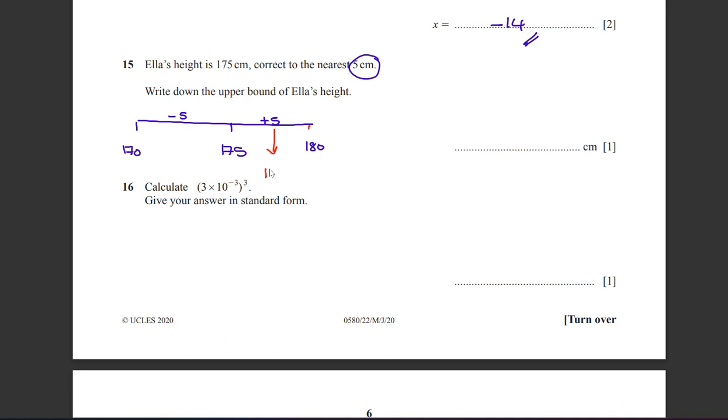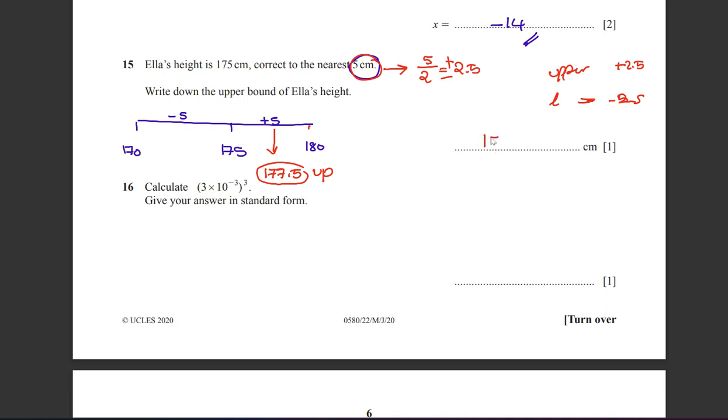Can I do it another way? Yes, we can take this margin and divide it by 2. 2.5. It will be plus or minus 2.5. That means the upper will be plus 2.5 and the lower will be minus 2.5. The same. So this will be 177.5 centimeter.